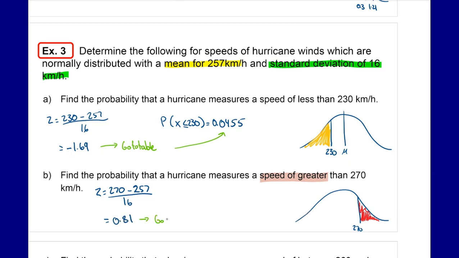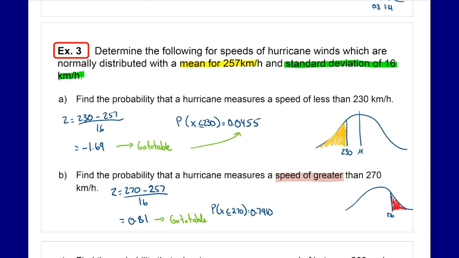With that z-score, I go to the table. And that will give me the percentile. But the table gives me the probability of a value being less than or equal to 270, which in this case from the table we get is 0.7910. We need to do the indirect method. So if that's the probability of less than 270, then the probability of a value being greater than or equal to 270 is 1 minus 0.7910, which is 0.209, or 20.9% chance of a hurricane speed being above 270.